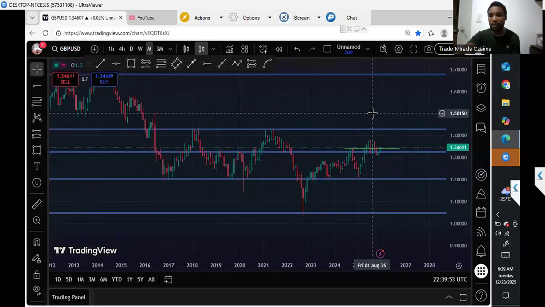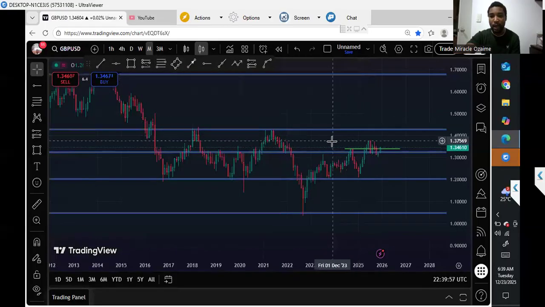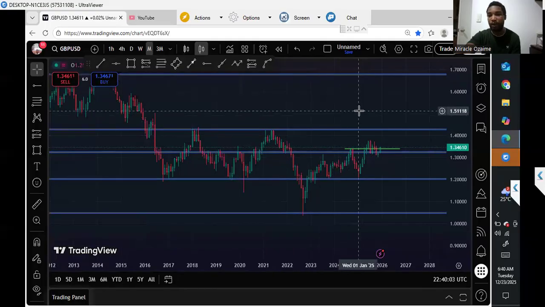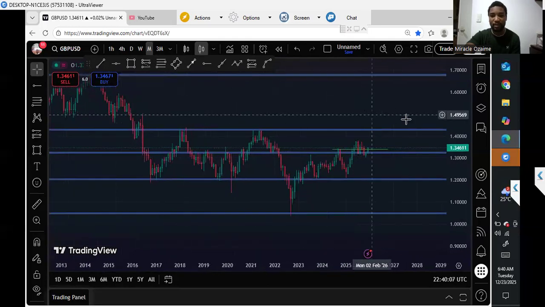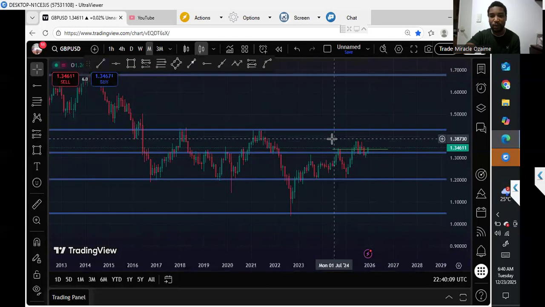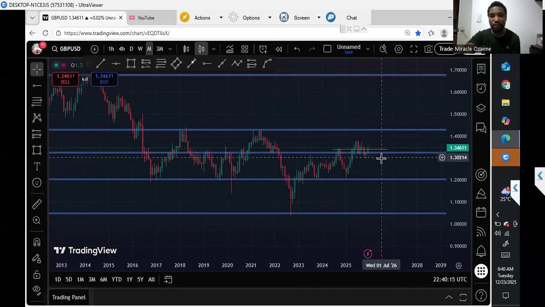So I'm looking for GBP USD to get to 1.4000, 1.4400. This market is going to most likely get to this area once it breaks the 100% retracement. So everything is looking bullish on GBP USD.